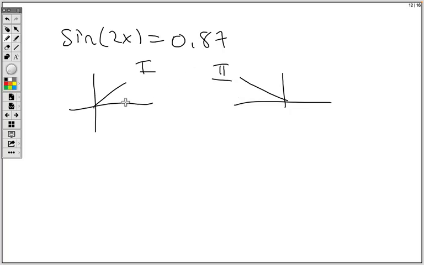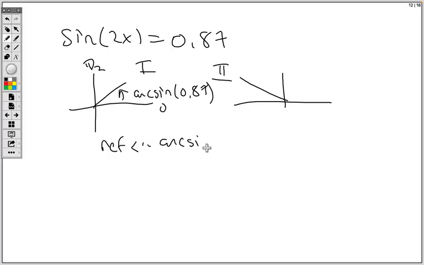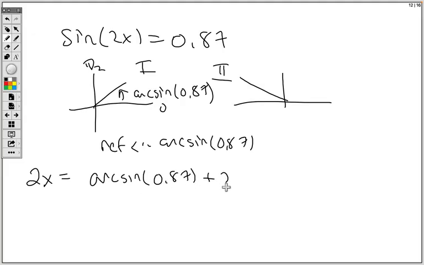So if I take the arc sine of 0.87, that gives me a quadrant 1 angle. That gives me an angle between 0 and pi over 2, whose sine is 0.87. So our reference angle here is the arc sine of 0.87. So that's going to be the quadrant 1 answer. So 2x is going to be arc sine of 0.87. Then we'll slap on multiples of 2 pi to get all the coterminal angles.